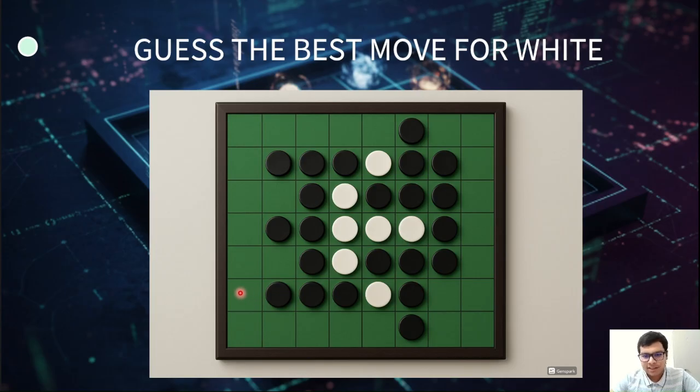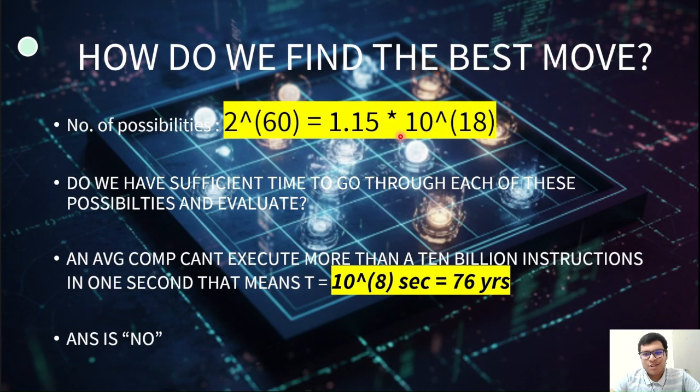You might think that we should place our piece here or here, as it would flip the maximum number of pieces on the board. But we would soon figure out that this could be one of the worst possible moves. How do we find the best possible move?